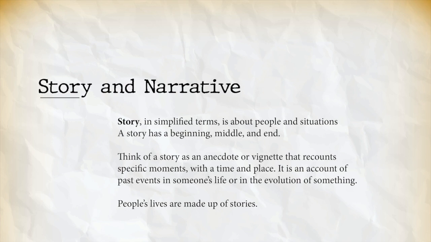Some articles will use the words story and narrative interchangeably. However, they are different. Story, in simplified terms, is about people and situations. A story typically has a beginning, middle, and an end. Think of a story as an anecdote or a vignette that recounts specific moments with a time and a place. It is an account of past events in someone's life or in the evolution of something. People's lives are made up of stories.